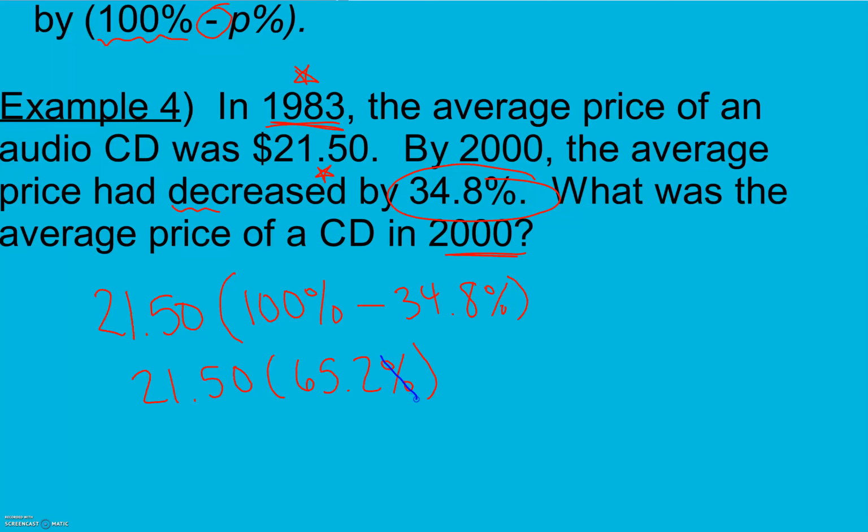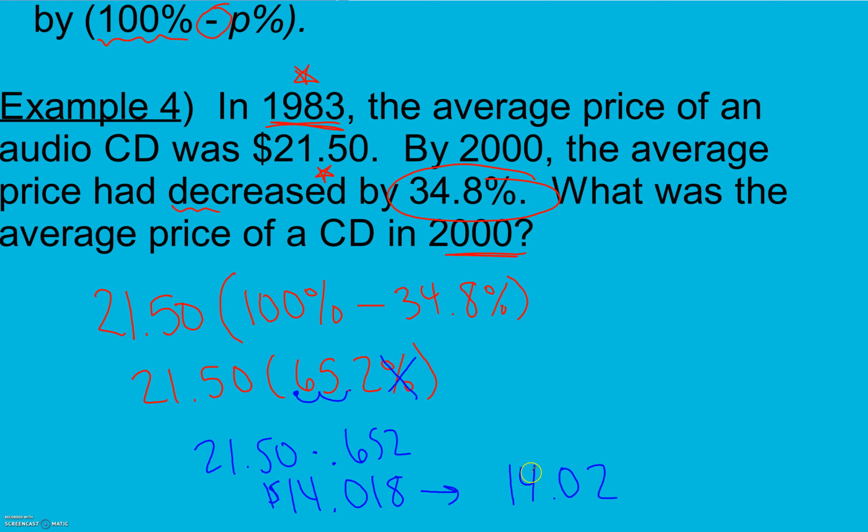Now, we're going to switch from a percent to a decimal by moving 2 places away from our percent since we got rid of our percent sign. 21.50 times 0.652. And my answer here is going to be $14.018, which rounds to $14.02. So in 1983, it was $21.50, but by 2000, the average price was $14.02.